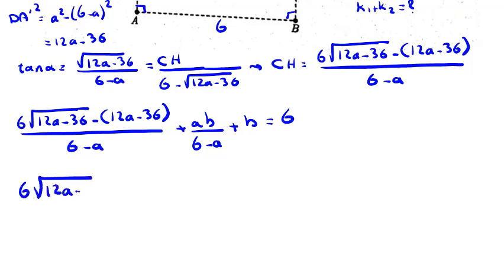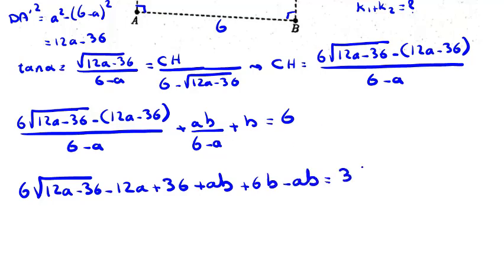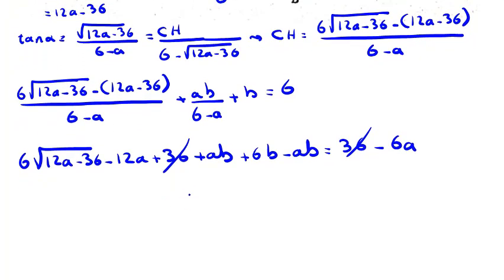6 times square root 12a minus 36 minus 12a plus 36 plus ab plus b times 6 minus a, which will be 6b minus ab, equals 6 times 6 minus a, which will be 36 minus 6a. We can cancel 36 from both sides. Then let's see what we have. We can cancel AB and negative AB.